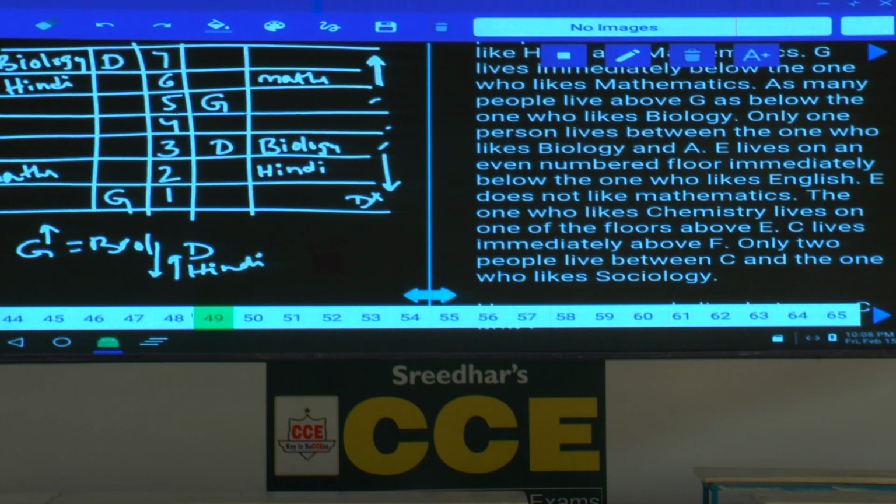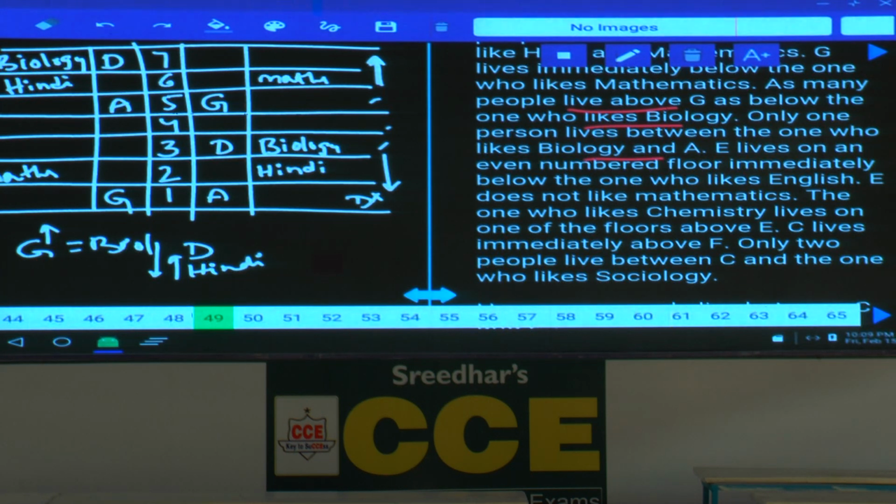And next one. As many people above G is the same as the number of persons who like biology. Only 1 person lives between the one who likes biology and A. Now between biology and A, how many persons should be there? There must be exactly 1 person. Hence in the first case, A must be on the ground floor, isn't it? And in the next one, between biology and A there must be exactly 1 person. Hence A must be on the 5th floor.